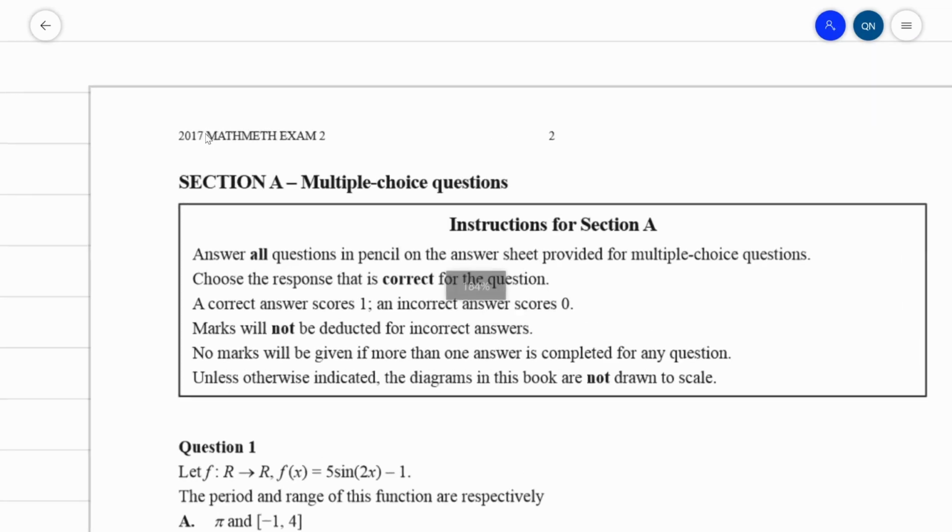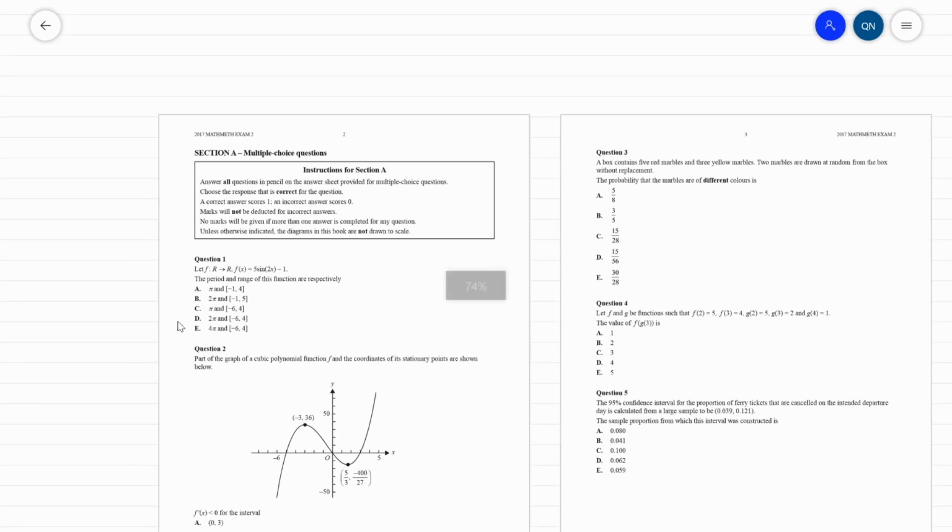Today we're taking a look at the 2017 Methods Exam 2 Multiple Choice. So let's jump straight into it.